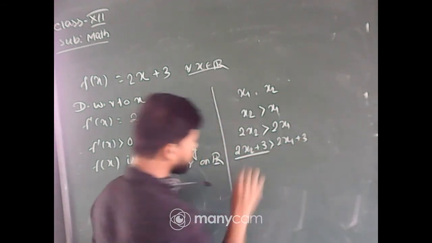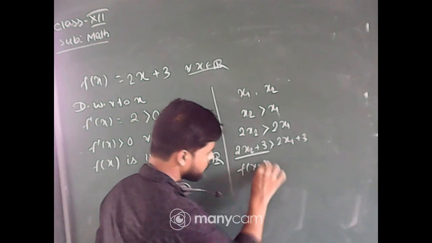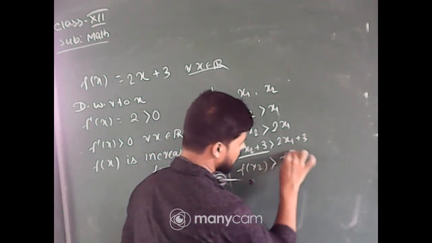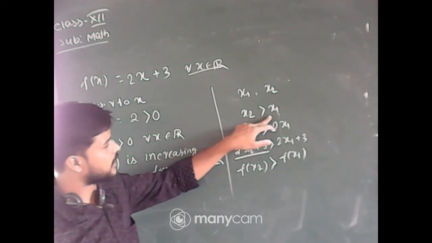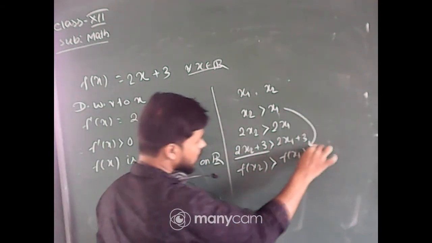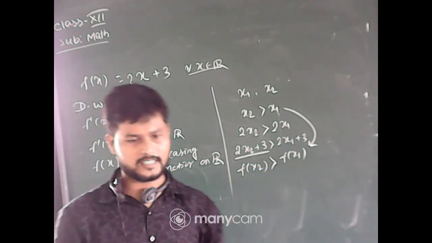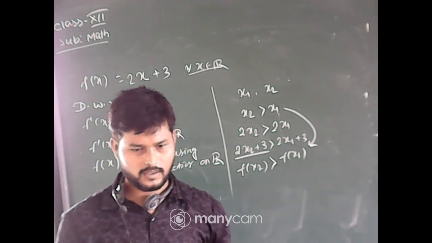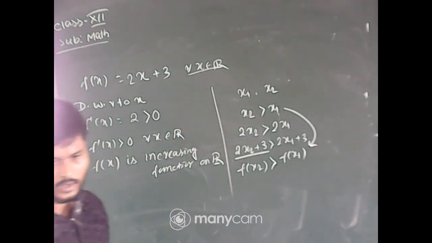And what is the value of 2x2 plus 3? This is f of x2, which is greater than f of x1. That means x2 greater than x1 implies f of x2 greater than f of x1. That means the function is an increasing function. This is the two procedures to check whether the function is an increasing function or not.